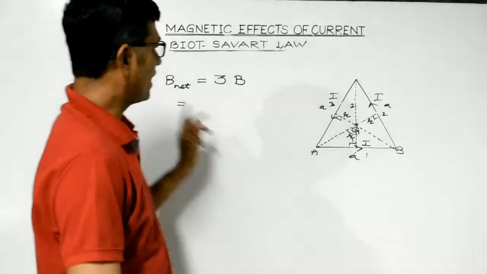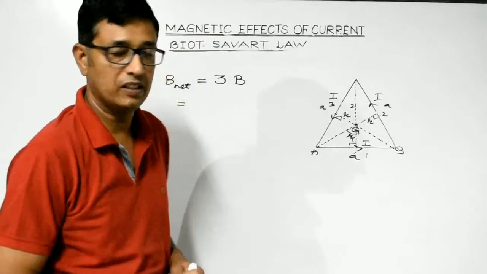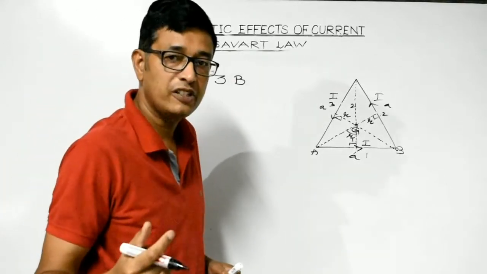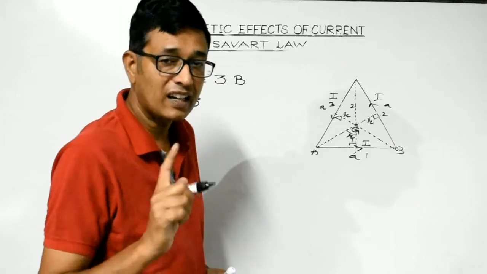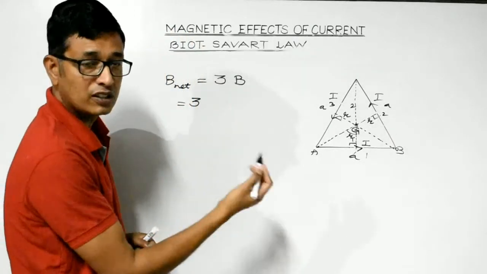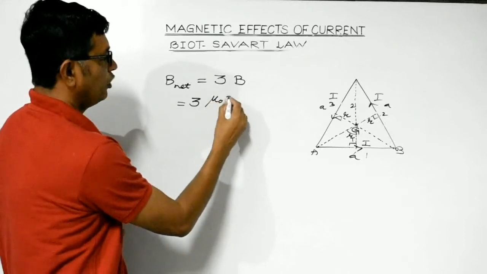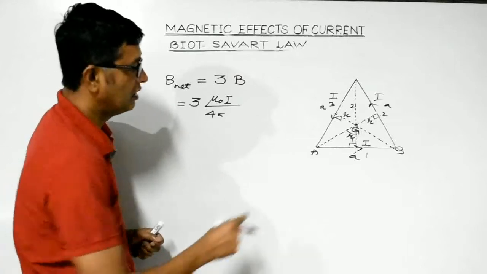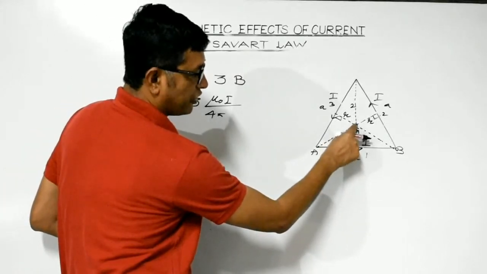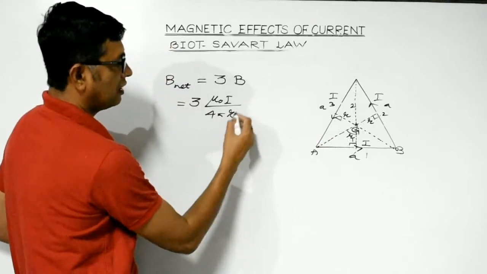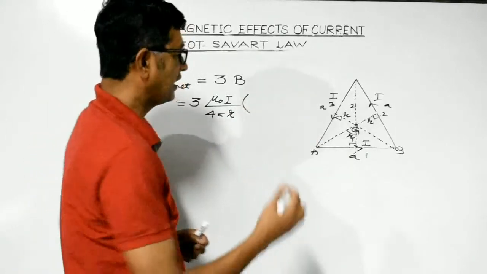So students, the net magnetic field would be given by thrice B, right? So 3 times the magnetic field at point G due to one current carrying side of the triangular loop. As per Biot Savart law, that is given by mu naught I divided by 4 pi R, where the perpendicular distance of the observation point from the straight current carrying conductor is R, times sin phi 1 plus sin phi 2.